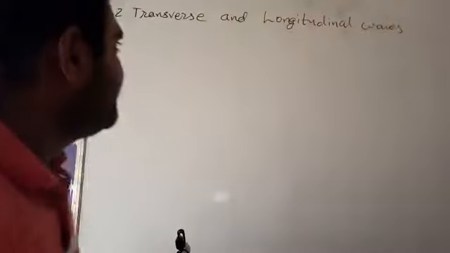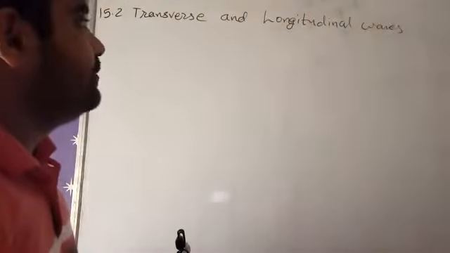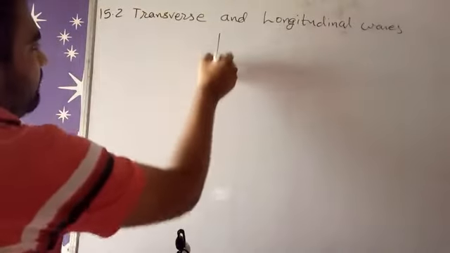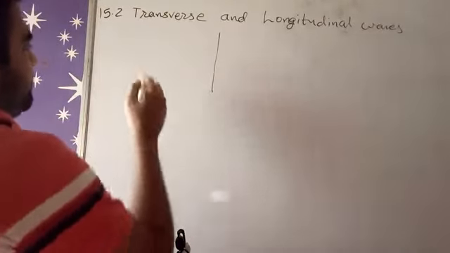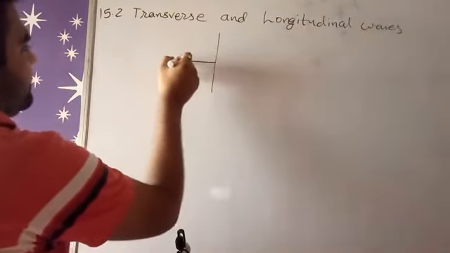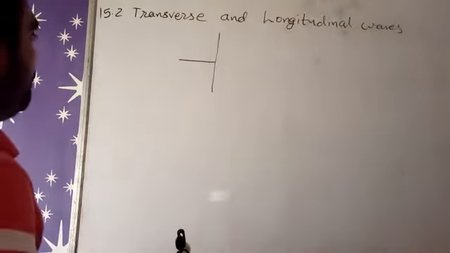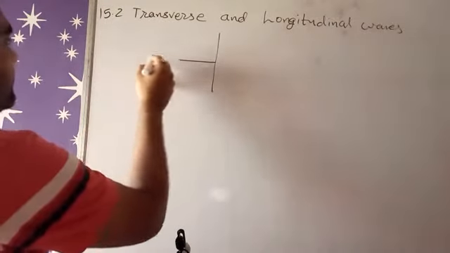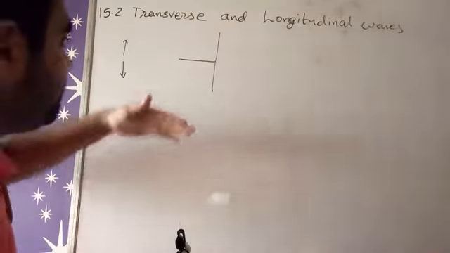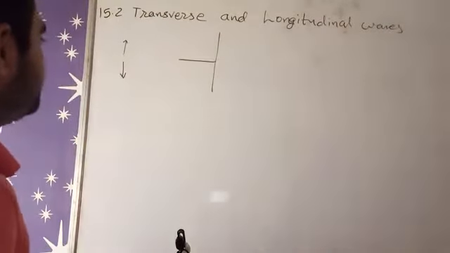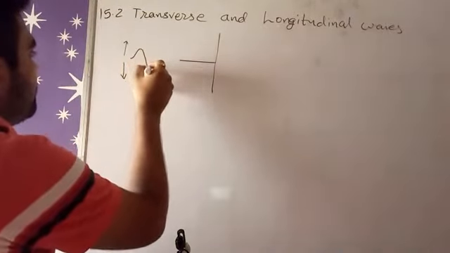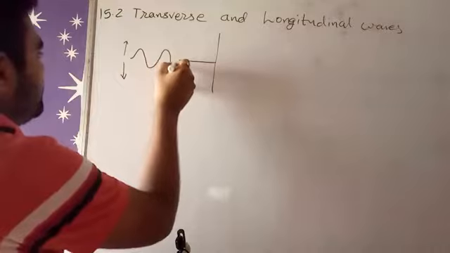So today our topic is transverse and longitudinal waves. First, for example, the transverse wave. Here we have one wall which is attached with one string. So this is one string. Now whenever we oscillate this string in the upward and downward direction, we are giving force upward and downward. So on that string we get this type of waves.